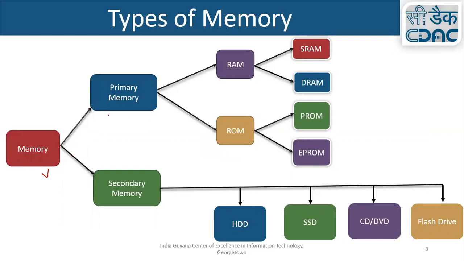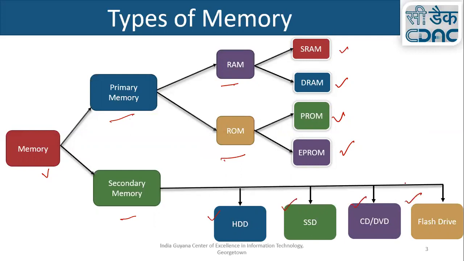So this memory is divided into the primary memory and the secondary memory. And then primary memory is divided into the RAM and the ROM. Then again, this RAM is divided into the SRAM and DRAM. ROM is divided into the PROM and EPROM. We go deeper in the next slide. Secondary memory is like your hard disk, your SSD, CD or DVD, or flash drive.